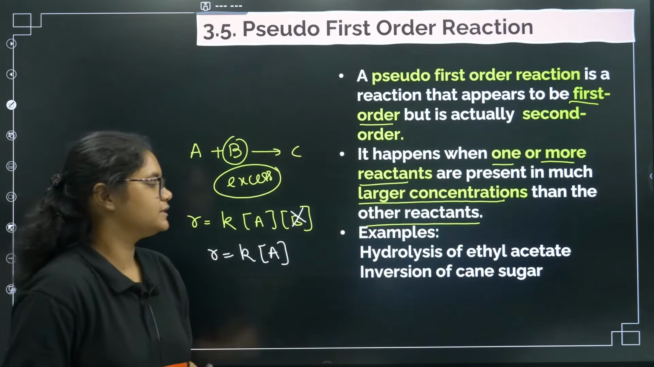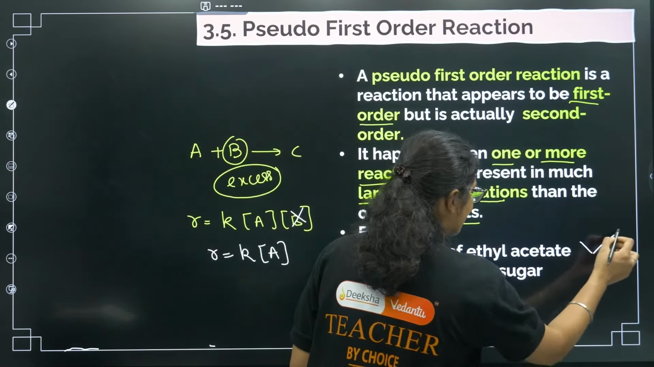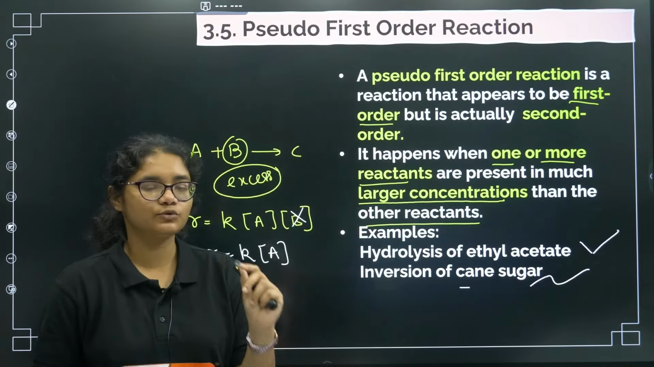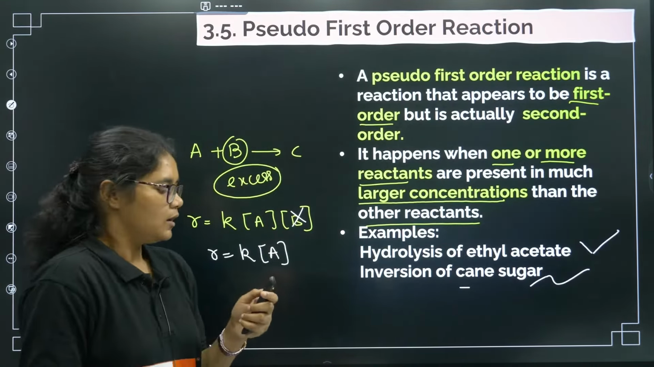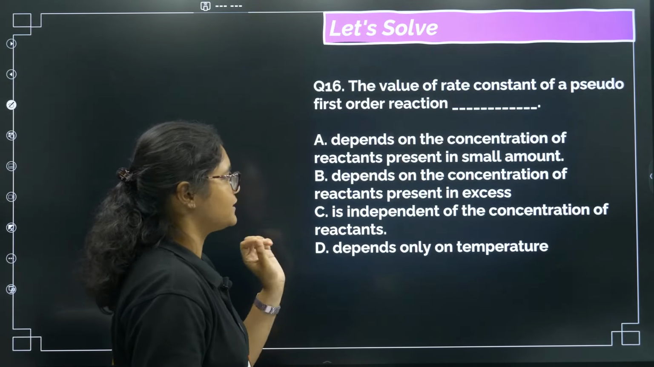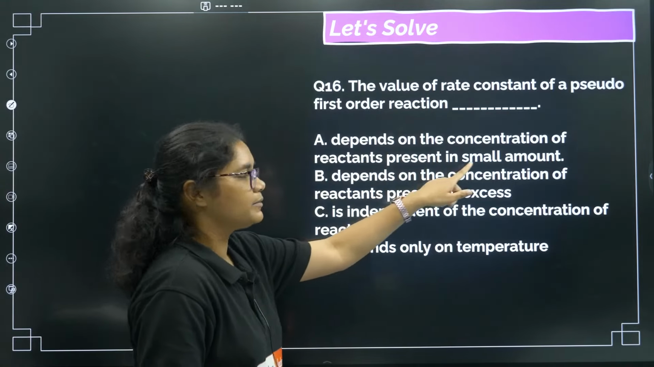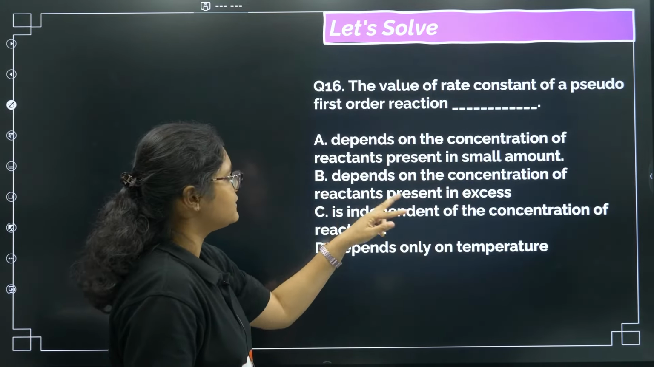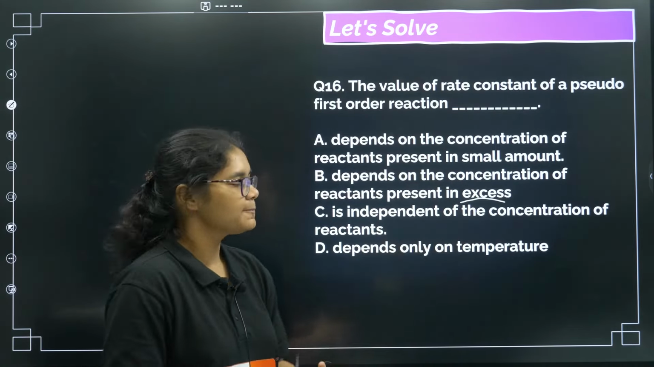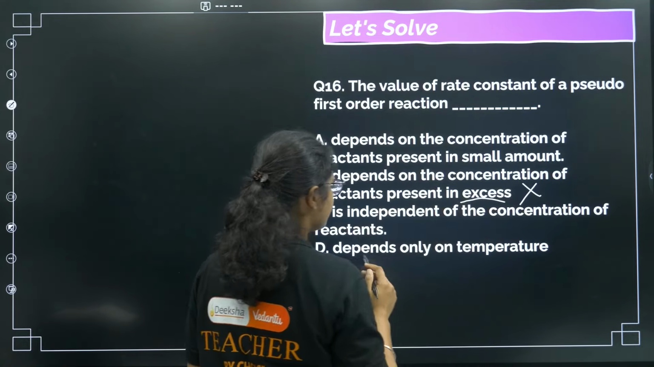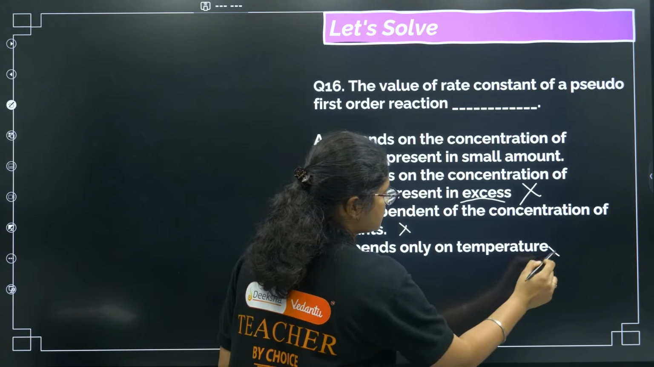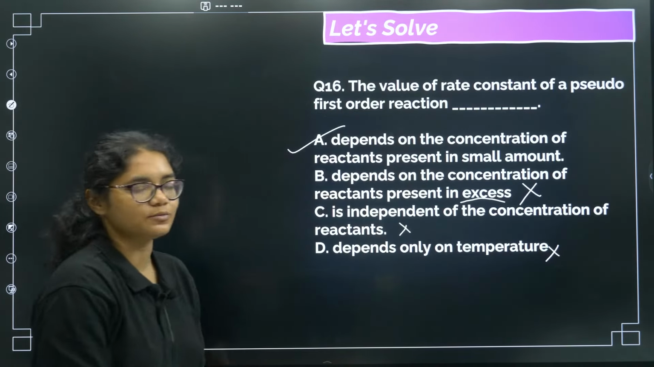We have two examples for this that you must remember: hydrolysis of ethyl acetate and inversion of cane sugar, okay. These two reactions are examples of pseudo first order reaction, clear? Okay, now let us do a question here. The value of the rate constant of a pseudo first order reaction depends on the concentration of the reactant present in small amount, yes, or depends on the concentration of the reactant present in excess. It doesn't depend on the excess concentration, right? So this statement is wrong. Next, independent of the concentration of the reactants. No, it depends on temperature. So the correct answer for this question is option number A.